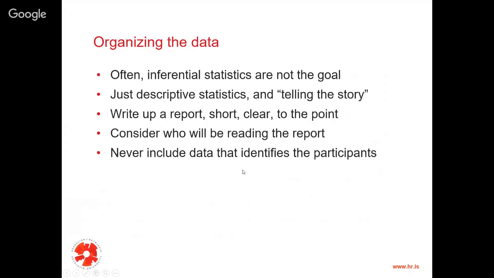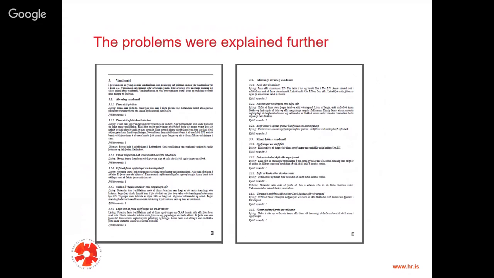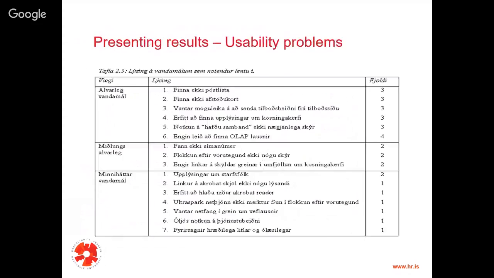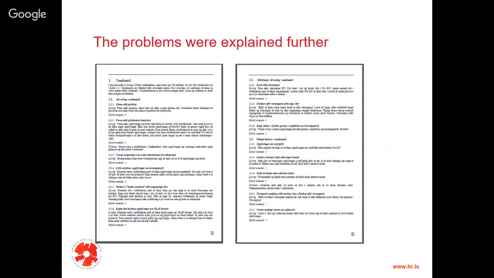Often when we are delivering the data, we write up a short, clear, to the point report on what problems they had. But then you have to consider who is reading the report. This was actually written in a report to the marketing department for the company we were doing this for, and for the managers. And this is also from a report that we wrote for explaining the results of the user testing.